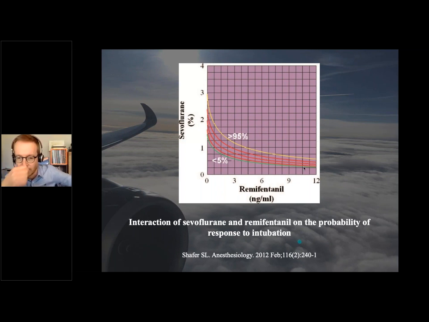Now, every point on an isoball, let's take the yellow isoball as an example. Every point on the yellow isoball represents a combination of effect site concentration of an opioid and of a hypnotic agent. Every point on this isoball represents a combination of these two that gives you the same predicted clinical effect. So in this case, every point on the yellow isoball gives you a 95% probability of no response to intubation. So you can have this calculated probability with a very low amount of remifentanil and a high amount of sevoflurane. You can also have exactly the same predicted probability with a high amount of remifentanil and a lower amount of sevoflurane.